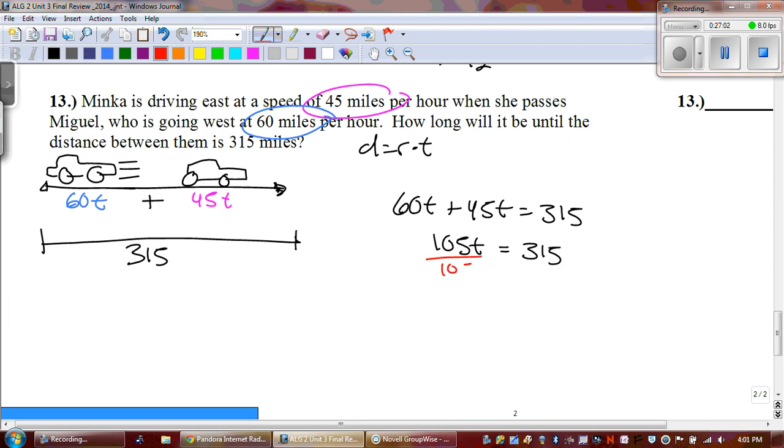And we have to divide by 105 to find the time. But I don't know that in my head, so we have to guess and check. Now, since it's 300, I'm going to guess that if it's 3, I might get pretty close. 3 times 5 is 15. 3 times 0 is 0 plus 1. And 3 times 1 is 315. Well, hey, what do you know? We got it right. So our time is 3 hours.